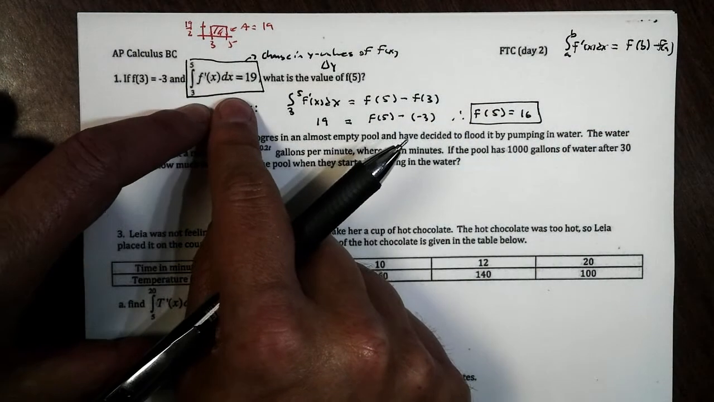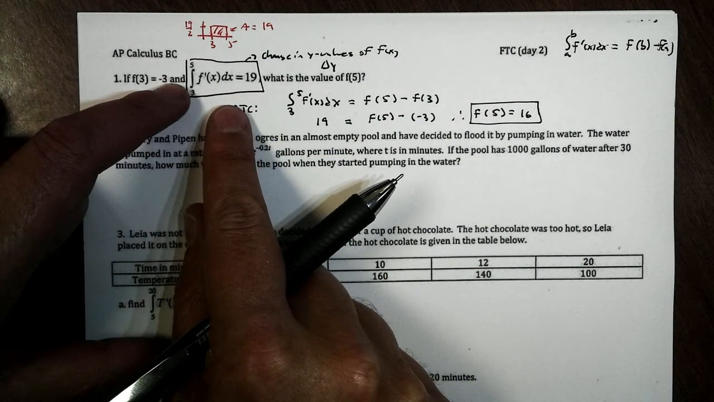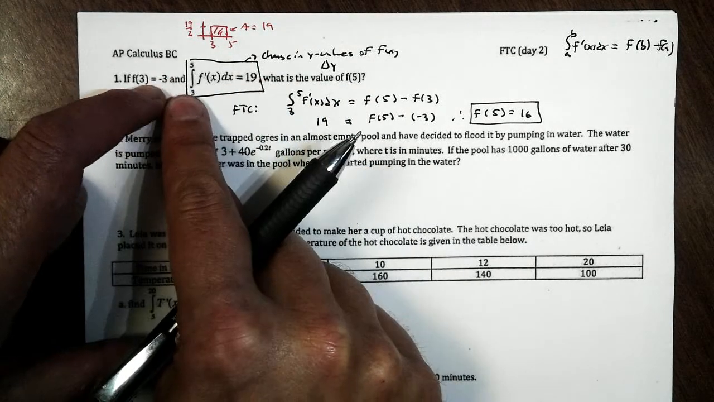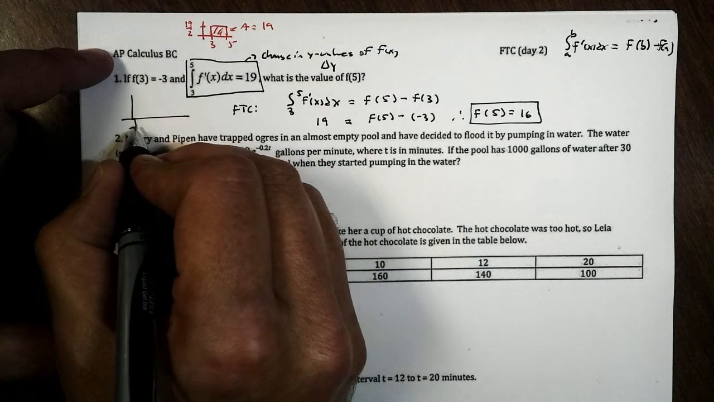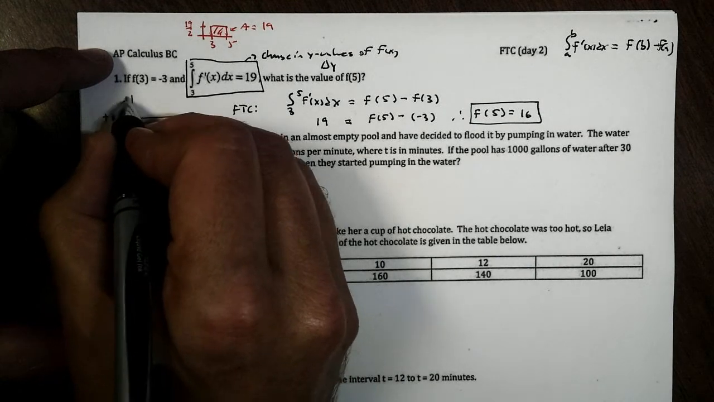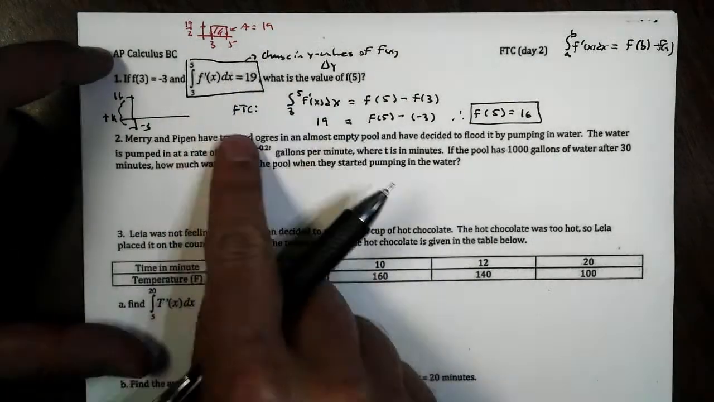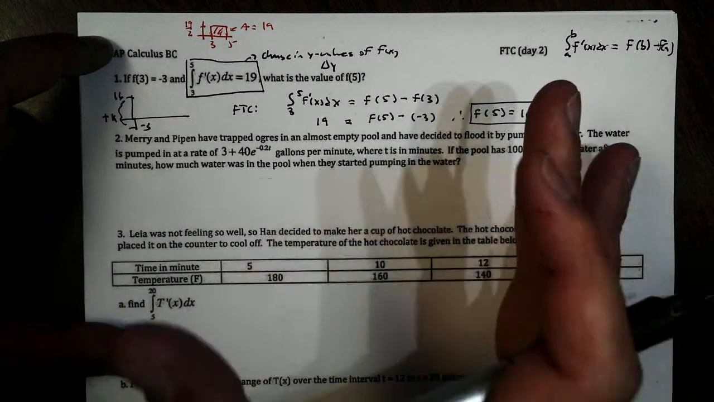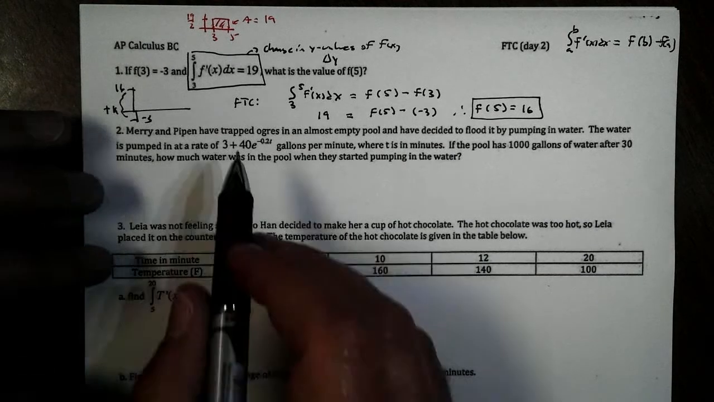Remember, this is my change in y values. In other words, as x goes from 3 to 5, our y values are increasing by 19. So if my y values start at negative 3, and I'm increasing them by 19, it's going to put me at 16, which is what we got there. Really good problem. Hope you guys paid attention, because it's a really good explanation about the understanding of what the fundamental theorem does for us.